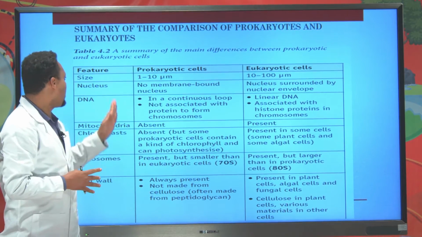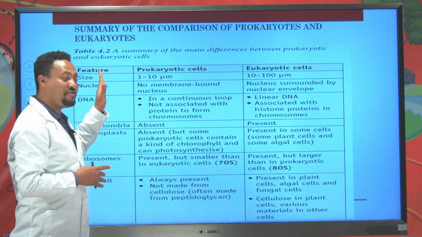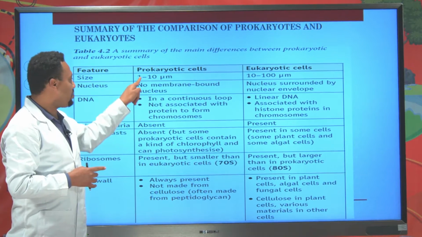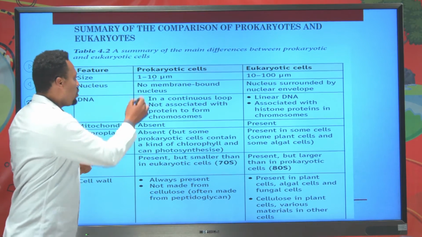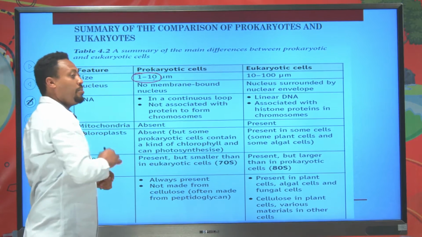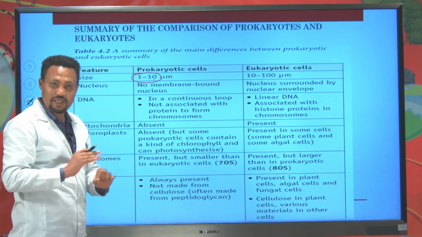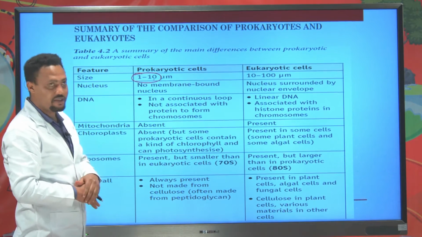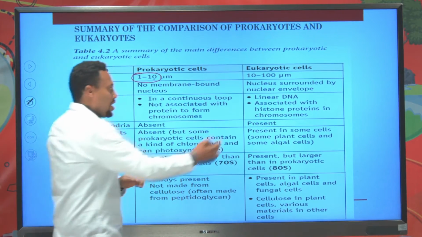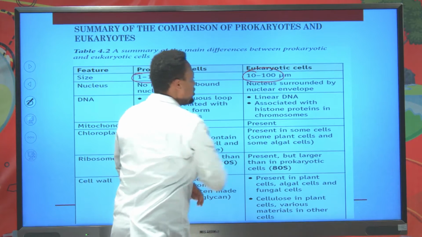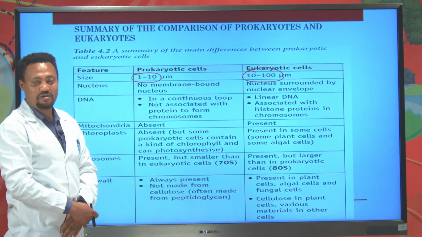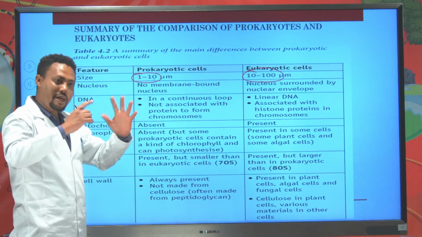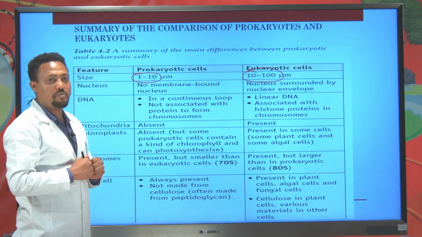One of them is the prokaryotic cells are very primitive and they are very small in size. They range between 1 to 10 micrometer. That means they are the smallest cells alive. Okay? And you might see also eukaryotic cells. They are a bit bigger than them. They are advanced, and their size is also 10 to 100 micrometers in size, which means they are bigger, and they have also developed very important organelles.